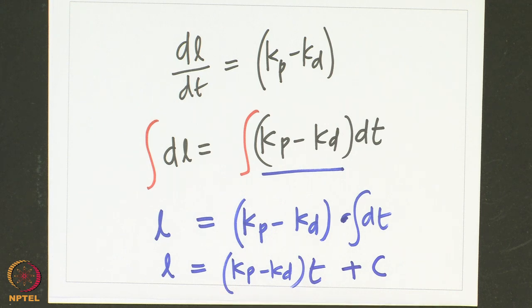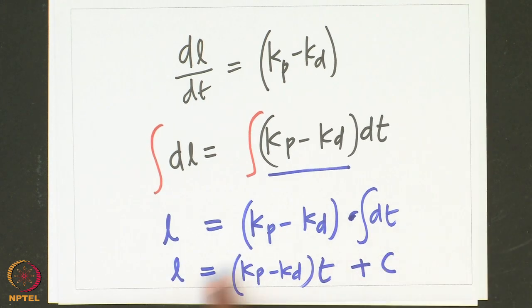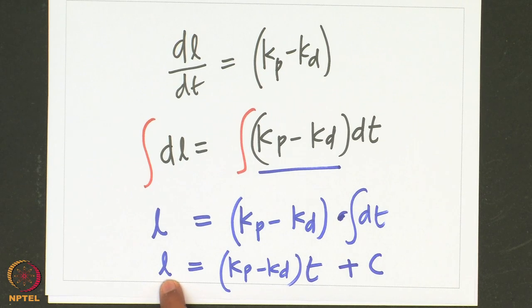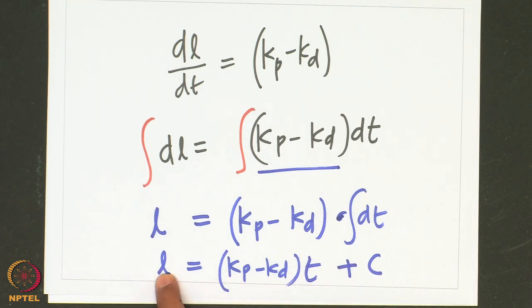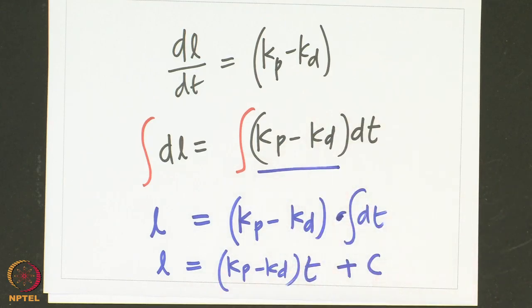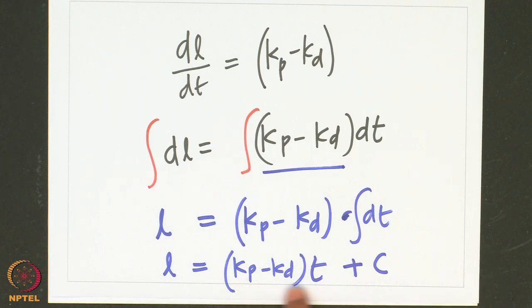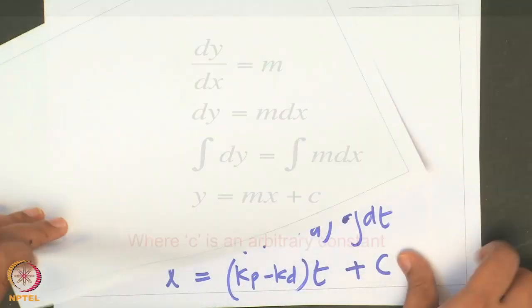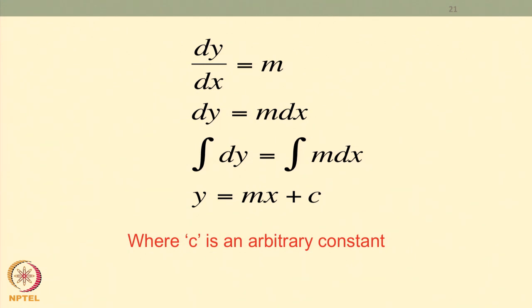So, that is L. The length of actin at any time t, if I know the time t and this constant, I can calculate from this. Assuming kp and kd are constant, I can get this kind of a formula. So, kp minus kd times t plus c is my length of actin at any time t. Let us think about this a little bit more. What does it tell me? Let us understand this.